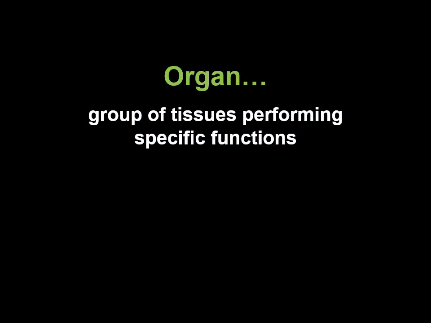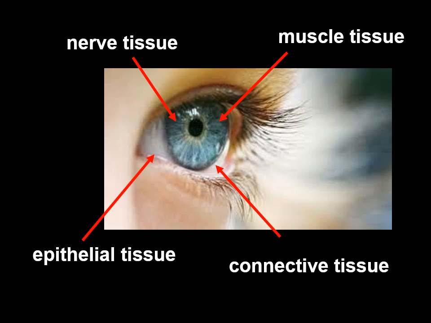Okay, so an organ then, we'll define that as a group of tissues that perform some specific function. So tissues kind of work together to do a general function. An organ could be a group of tissues that do a specific function in your body in some way. And here's an example here. Your eye would be considered an organ, and look at the different tissues that your eye is made of. You have nerve tissue that actually controls the contractions of your iris.